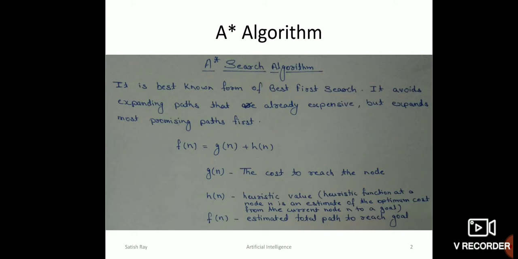Here, the heuristic function at a node n is an estimate of the optimum cost from the current node n to a goal node. That means h of n is nothing but an estimation of the optimum cost from the current node to our goal node.